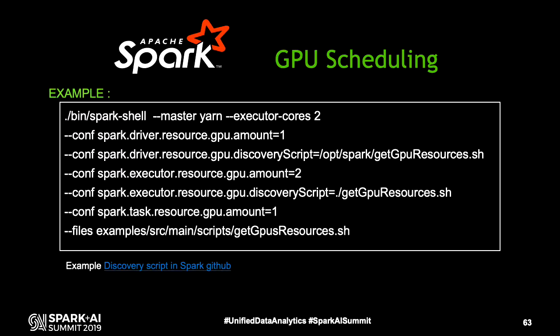Sorry, the fourth line is the amount of tasks, number of GPUs per task. And then the last line is just sending the discovery script with. Inside of Spark, we actually have an example discovery script, and that should work in 99% of the cases if you're using an NVIDIA GPU. So you should just be able to use that in most cases. If you have a specialized situation where maybe you don't have isolation or something, you might have to write your own to properly assign GPUs.